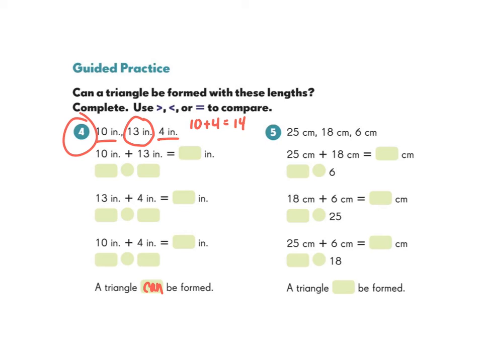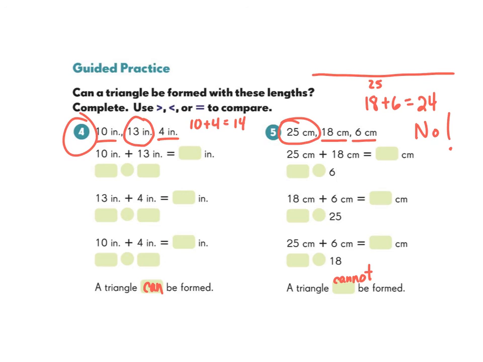What about this one? Which are the two shortest? Do you agree that the 18 and the 6 are the two shortest? And what's 18 plus 6? 24. Is that longer than the longest one? No. A triangle cannot be formed because, say this is 25, this is kind of what it would look like. Here would be the 18 and here would be the 6. Not quite, right? Not quite.